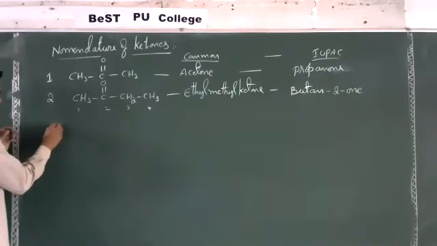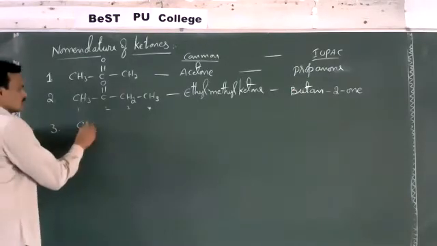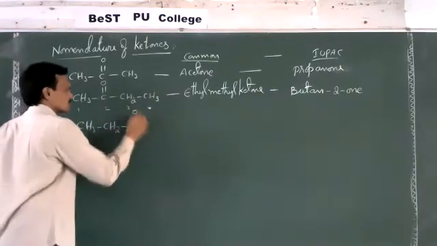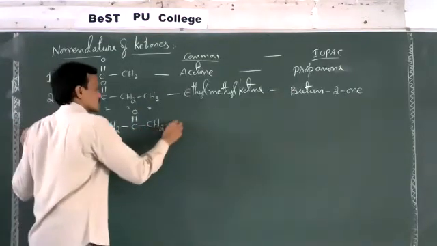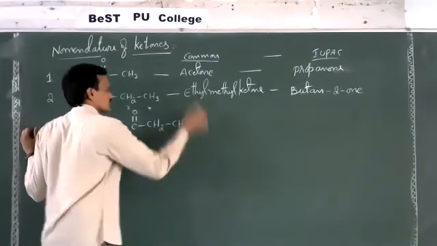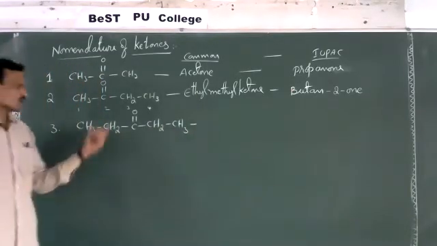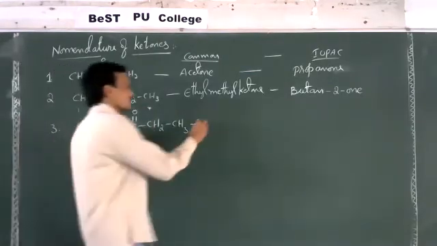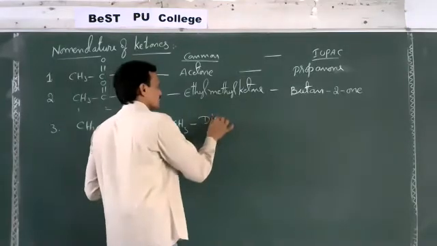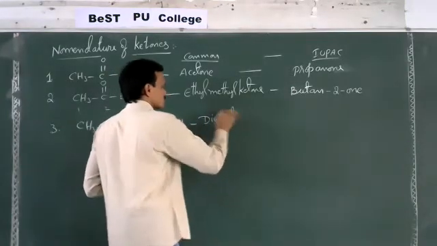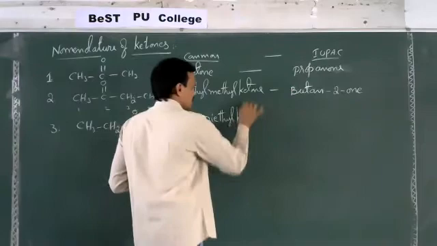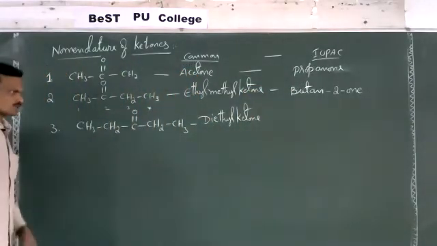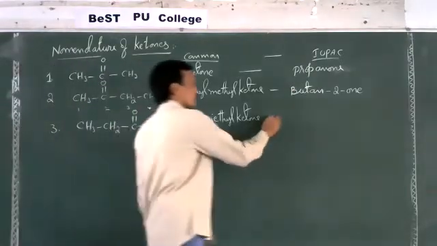Next, third one. CH3CH2COCH2CH3. Now, here the two alkyl groups are the same. There are two ethyl groups. So this is named as diethyl, since two ethyl groups are there. So this is named as diethyl ketone. Diethyl ketone is the common name.